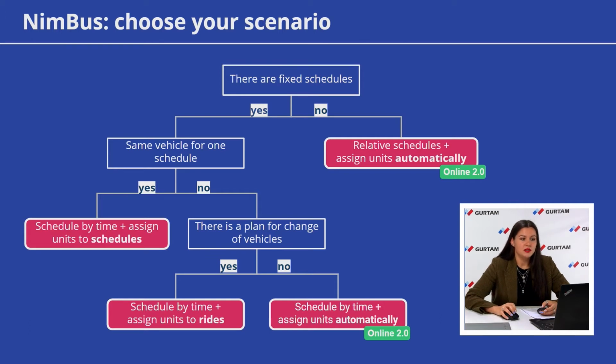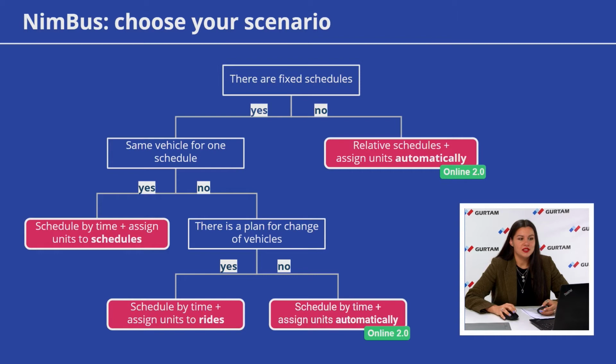Then you pay attention to the way vehicles and schedules are connected. If the same vehicles usually perform rides for the same schedules, then you're good to go with schedules by time, and you can assign units to the schedules directly. In this case, all the rides will be created with the same unit assigned, and the only thing left for you is to monitor the units and control their performance. I will show you all the use cases a bit later, so don't be scared now.